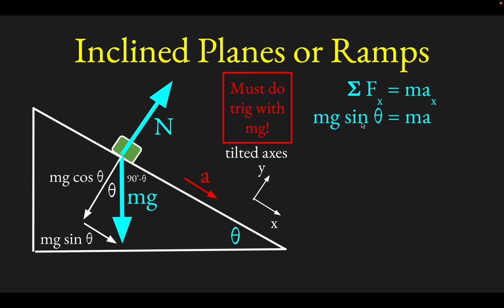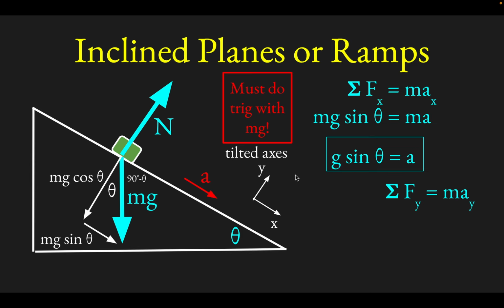So mg sine theta is along the x direction, and we'll set that equal to ma. And it's the full a because all of a is along the x-axis. So we don't have to do any trigonometry with a. You can see the masses cancel, and we learn that the acceleration on a frictionless ramp would be g sine of theta. Likewise, we can look at the y direction.